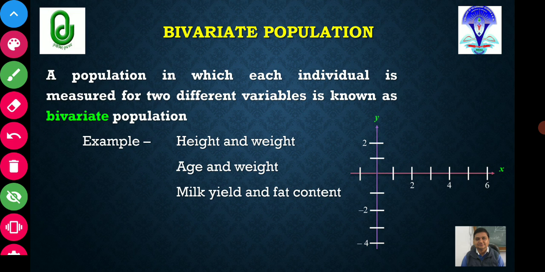A population in which each individual is measured for two different variables is known as a bivariate population. Examples are height and weight, age and weight, milk yield and fat content. And here you can see graphically these are the two variables. One variable is presented on the x-axis and another on the y-axis, and we will find the relationship between these two variables with the help of correlation.